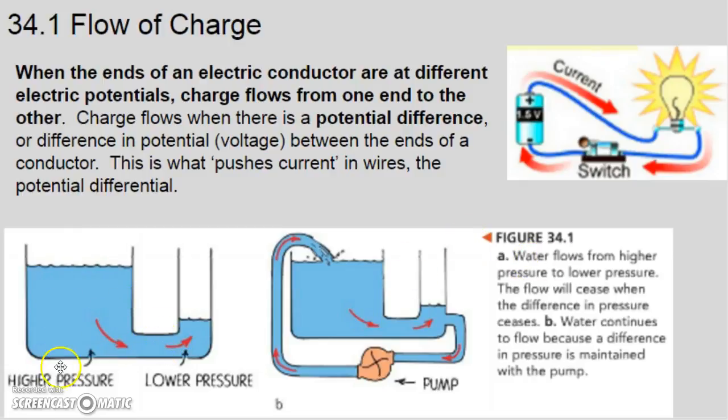So take a look here at this picture. Here's another way of looking at it: high pressure to low pressure. Water flows from high pressure to low pressure. The flow will cease when the difference in pressure ceases. So when this water stabilizes and all the pressures are equal, it'll be nice and stable and balanced. Water continues to flow in this scenario because there's a difference in pressure that's maintained by the pump. So the pump is constantly pulling water from here and pushing water to here. So a pump is actually driving it in this case.